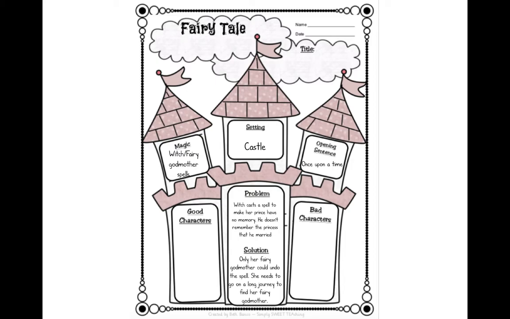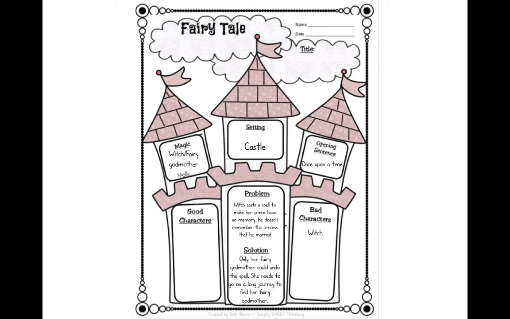My solution, I decided that only her fairy godmother could undo the spell. She needs to go on a long journey to find her fairy godmother. Since this is just a graphic organizer, I didn't get into the details of her long journey that she's going to have to go on. I just knew that that's what I wanted my solution to be. And then when it's time for me to go back and write my story, I don't have to think of a new solution. I have it right there in front of me.